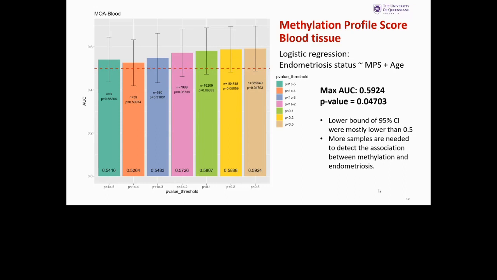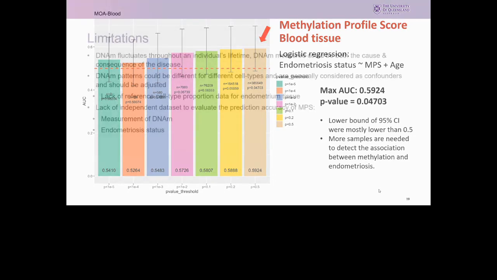But the minor signals collected here and there could suggest that DNA methylation derived from blood tissue samples could still potentially capture some variance in endometriosis. It's just that currently we don't have enough sample size and power to use this method to detect sites that are associated with endometriosis.